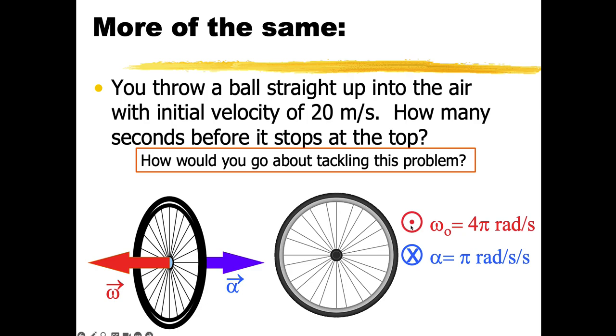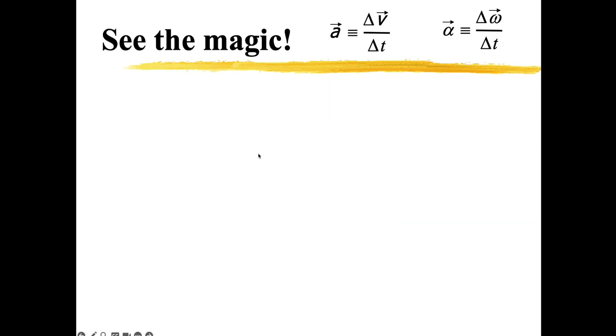So the alpha is into the page, it's against the omega, and this thing has an alpha of pi radians per second squared. That's the rate at which the omega is changing. And then I could go through, so how long before the wheel stops? Some of you are thinking, okay, I need a kinematic equation, and that's exactly what we're going to build. By the way, this one is 4 seconds. So here we go, let's do some magic.